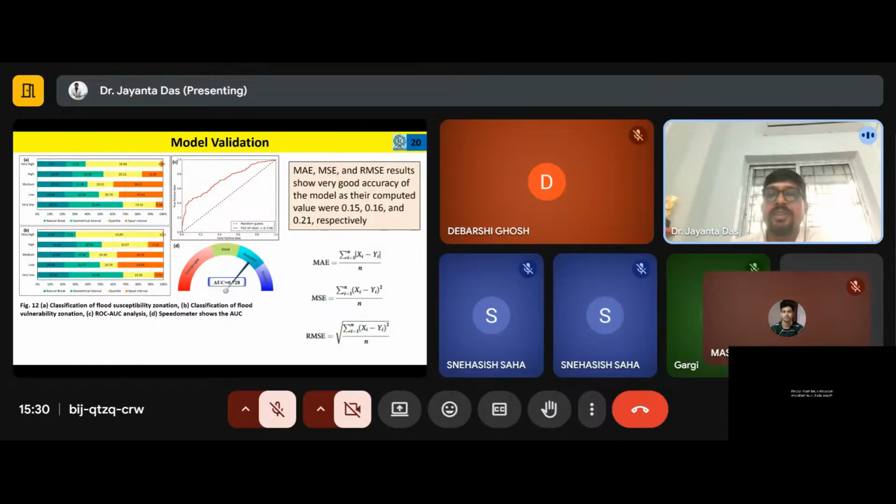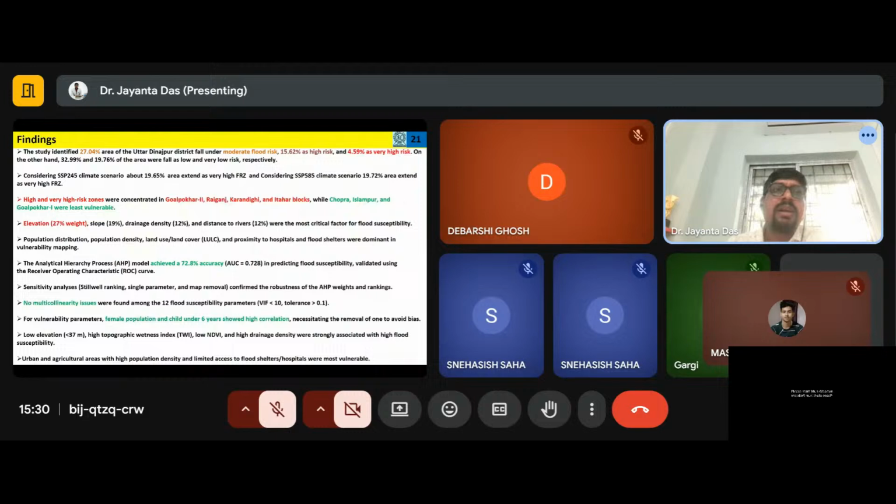It is okay for us, but definitely if we remove this parameter, basically TPI, then we will get a better result. We also calculated error metrics like mean absolute error, MSE, then RMSE. Here MAE is 0.15, MSE 0.16, RMSE 0.21. So all are very low. So our result is robust, we can say.